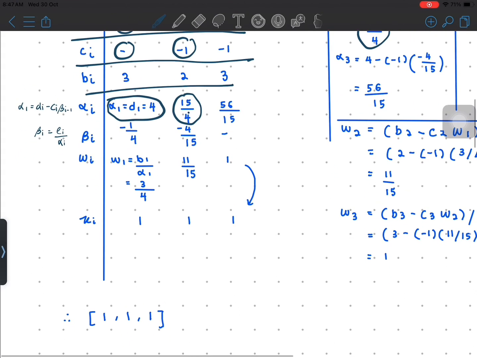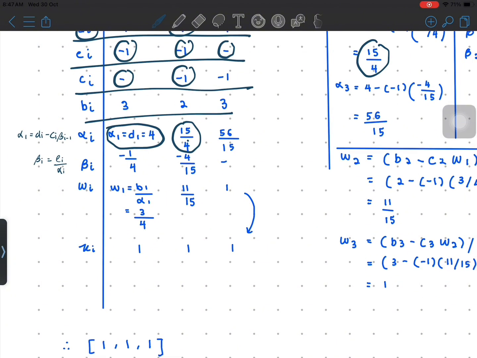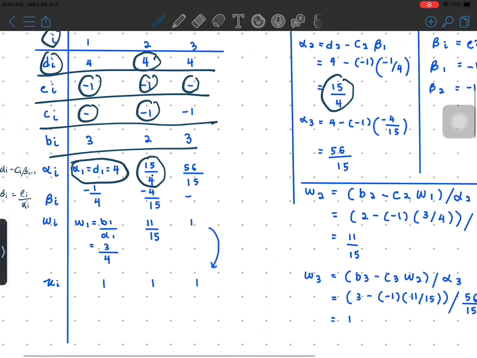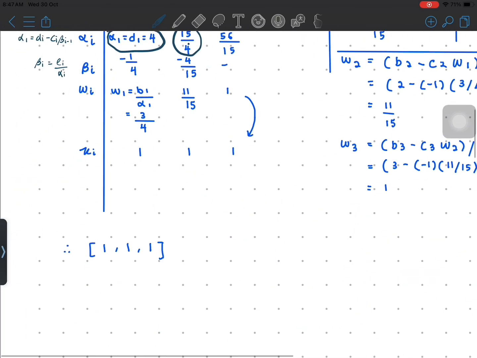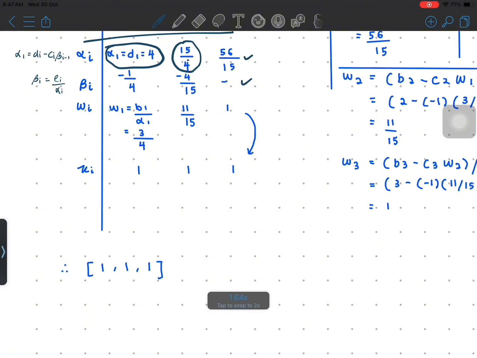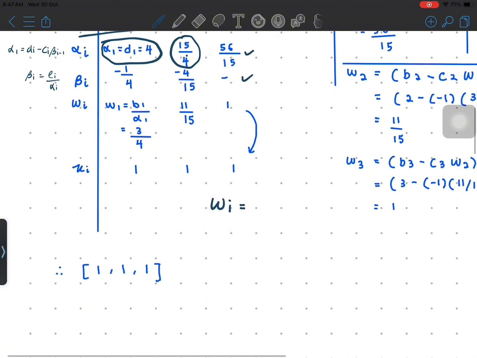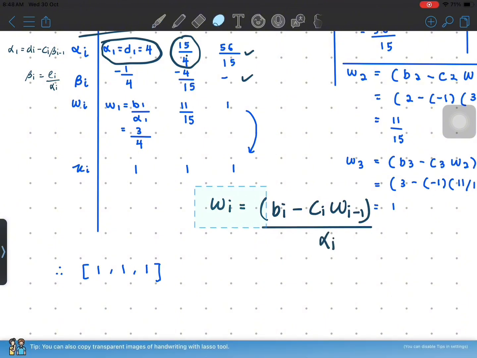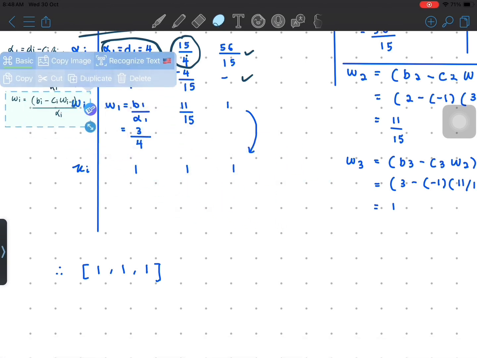Next, when we are done with the alpha part, we will also be done with the beta part, because in the formula we need to use the beta value to get our alpha. After we get our beta and alpha, we have to find the value of W. The formula of W is Wi equals Bi minus Ci times Wi minus 1, over alpha i. So here is the formula to find our W value.